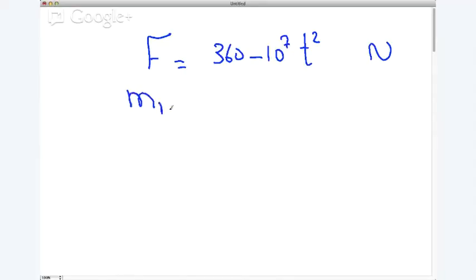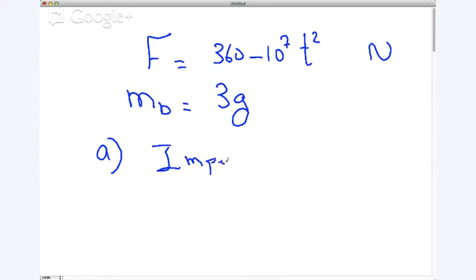bullet is 3 grams. And the question is saying what impulse acts on the bullet. So for part A, we're looking for the impulse, or what is known as J.